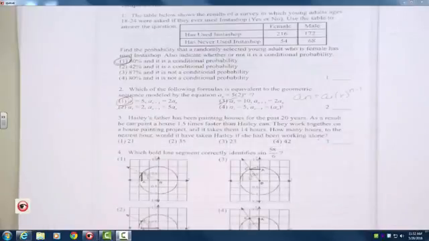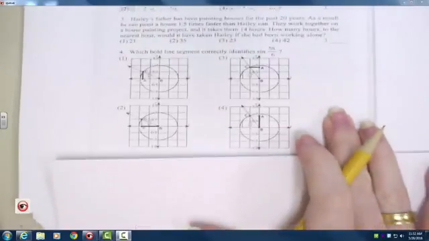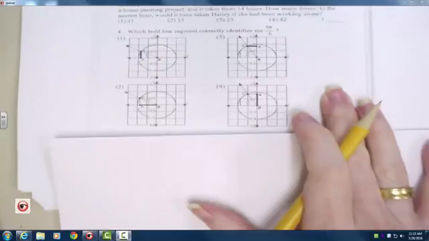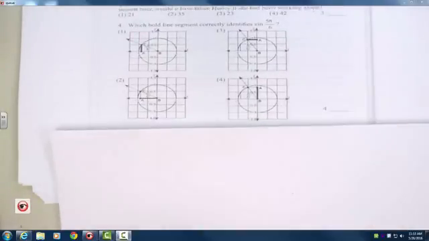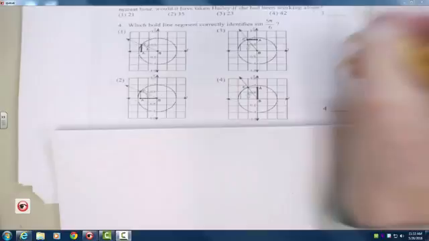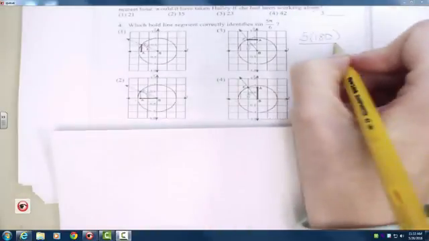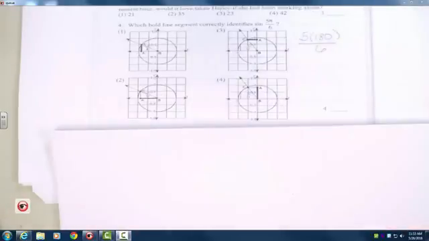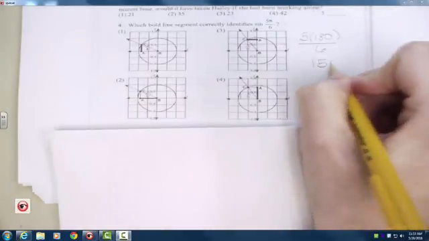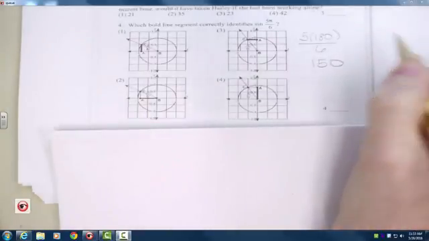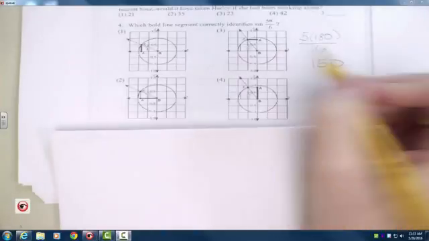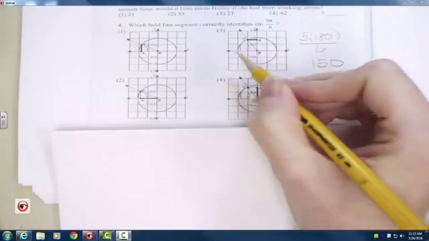Okay, I want to skip down to number 4. We're looking at this one. 5 pi over 6. So first we have to remember that pi is 180. So 5 times 180 divided by 6 gives me the angle of 150. They drew them all into quadrant 2. We can see that 150 is there.